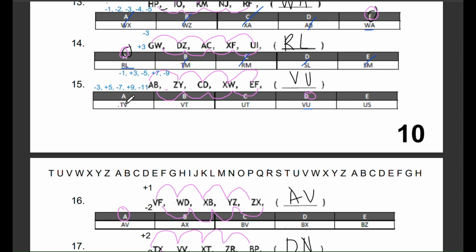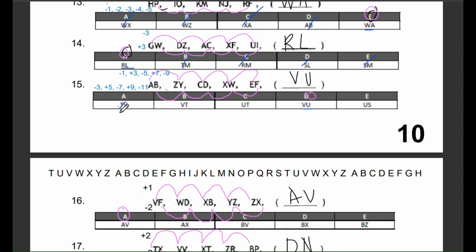So B to Y is -3, Y to D is +5, D to W is -7, W to F is +9, and F to the next letter would be -11. Following these patterns, we find that the next pair in the series is VU, which corresponds to option D.